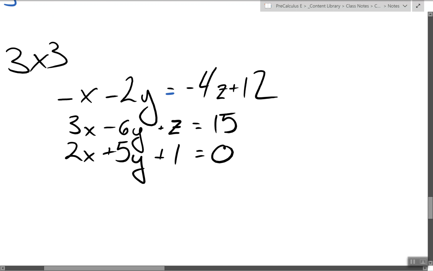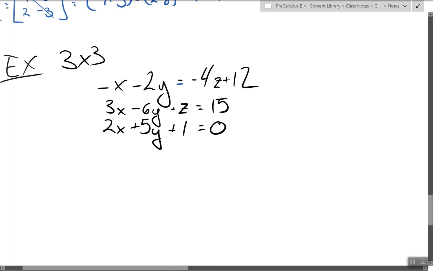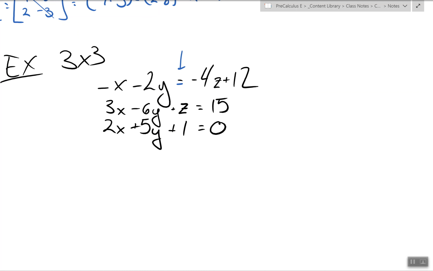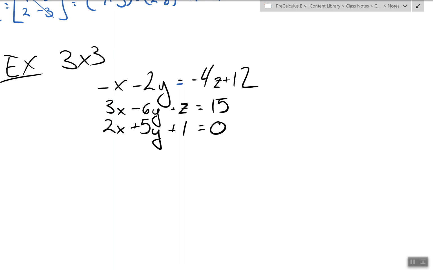So the example that they gave us here is not written in standard form for all of the equations. So that's part of the process here, they want us to get this into standard form first before we start doing matrices. So that was a little error there. Make sure that's an equal sign. Negative x minus 2y equals negative 4z plus 12. Okay, so we do want to get this into standard form. So the letter parts need to be on the left. The plain constant numbers need to be on the right.